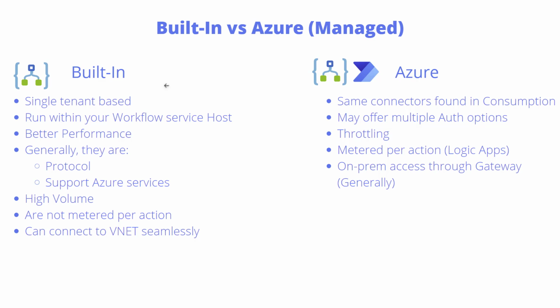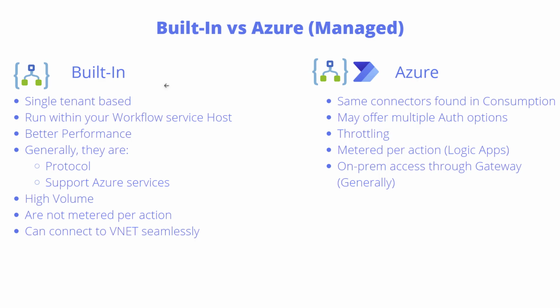And then lastly, a big benefit of built-in is you can easily connect to a VNet, and that's one of the popular use cases for using standard. Now, if we think about Azure or managed, I've got both Logic Apps and Power Automate logos here for good reason. Here's where we see a lot of similarities with these particular connectors. This is generally shared infrastructure and how these are used, and naturally there's going to be a few other options or nuances related to that.